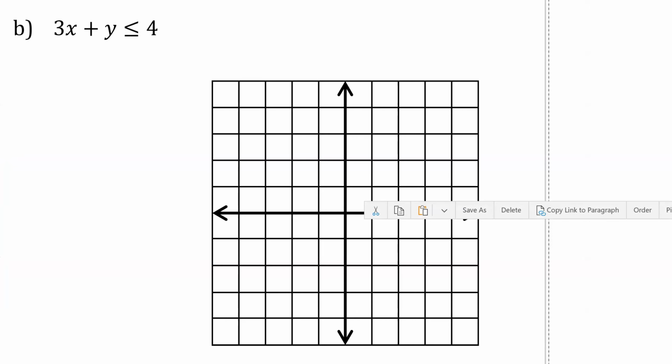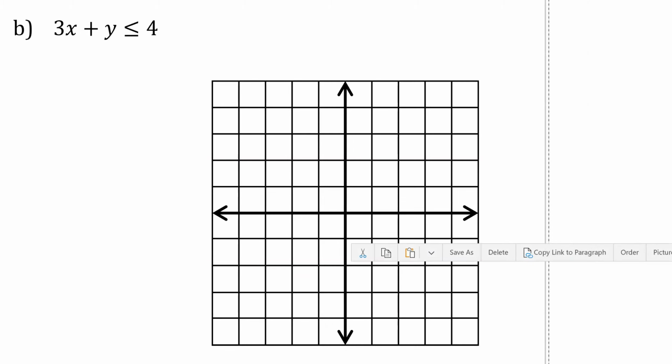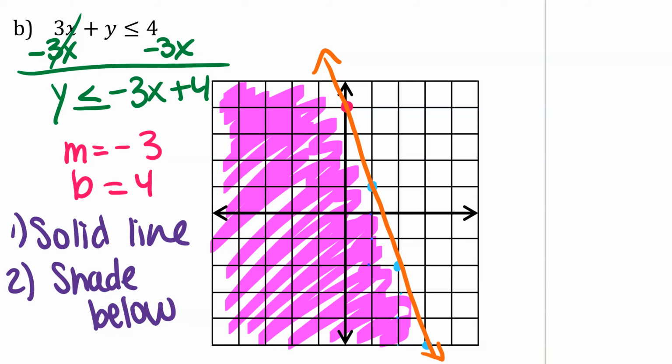I'm also going to have you do B by yourself. So go ahead and pause your video, do B, same thing as last time. So pause your video now. And there's my work on B. You did have to move the 3x over to get it in slope-intercept form, but then you should have been good to go. Make sure you have your solid line. Make sure you shade below.